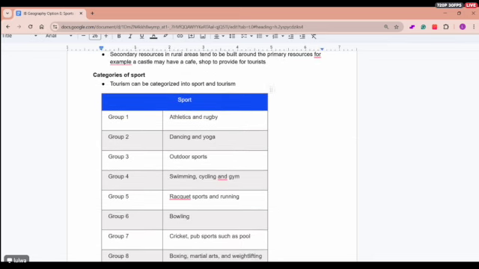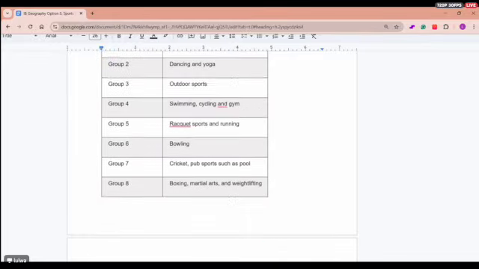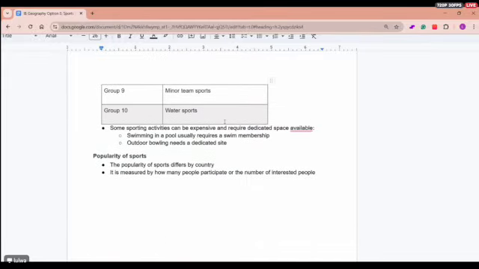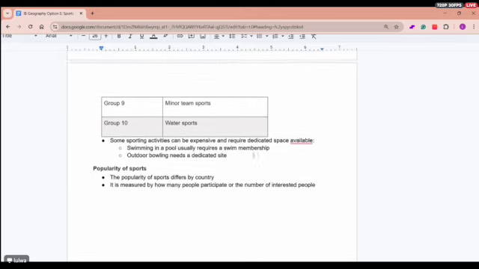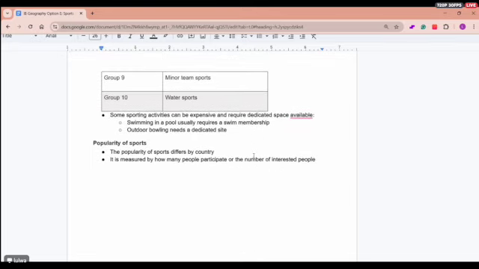And sports are categorized in 10 groups, as you can see here. And some sporting activities can be more expensive. So, for example, swimming in a pool usually requires a swim membership, and outdoor bowling, which I've never really heard before, needs a dedicated site.